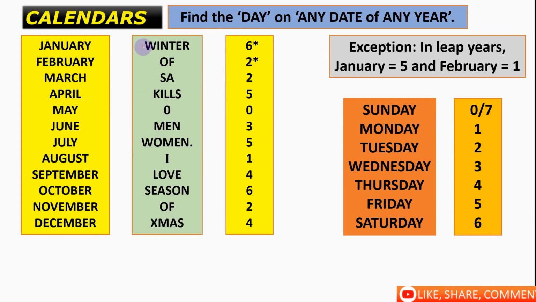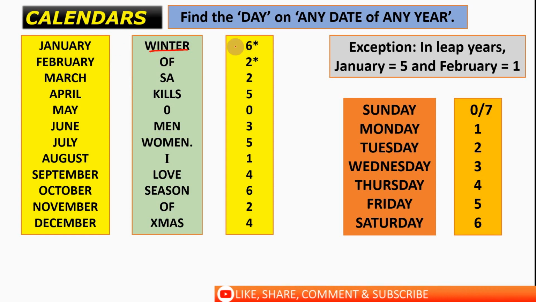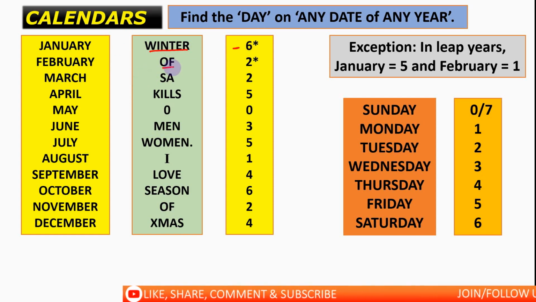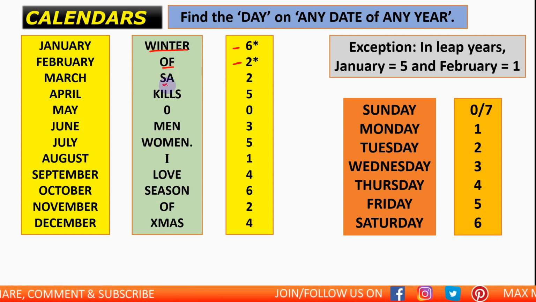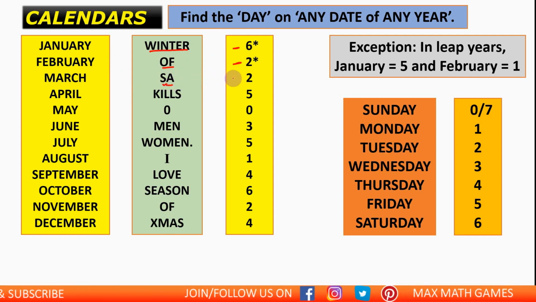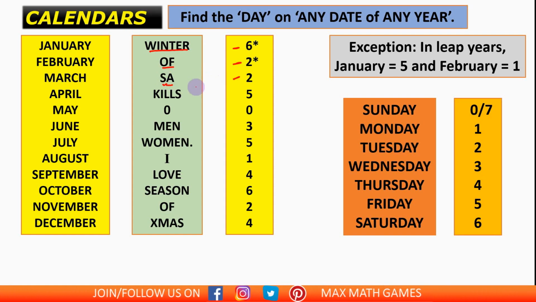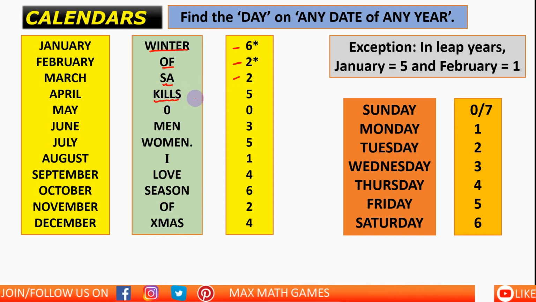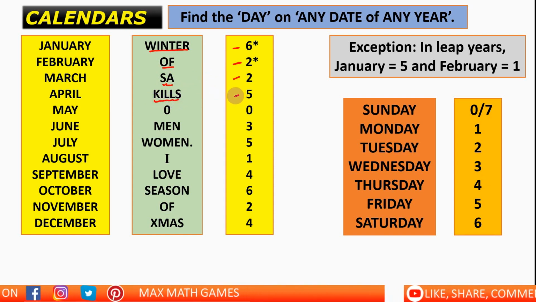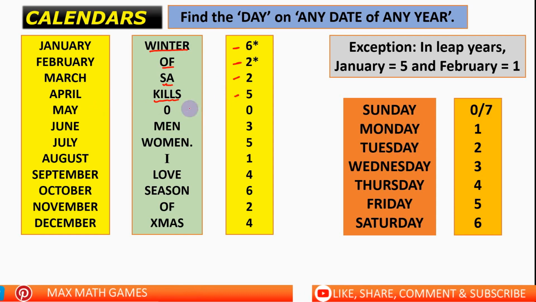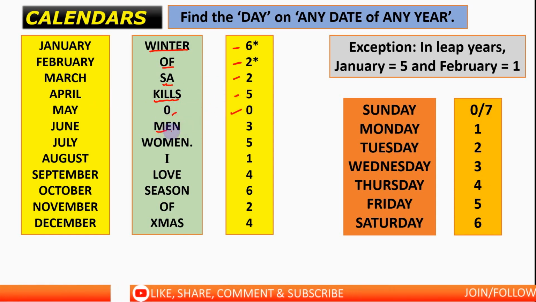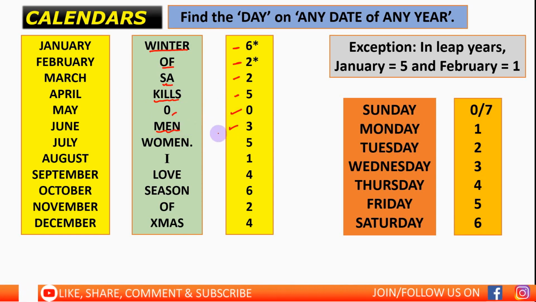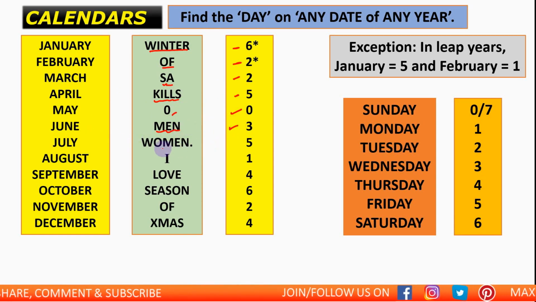Alright. Now winter has 6 alphabets in this. So January is equal to 6. Off has 2 alphabets, therefore 2. South Africa, that is SA, has 2 alphabets, that is 2. Kills has 5 alphabets, that is 5. Therefore, April has 5. 0 will be the same, 0. Men has 3 alphabets, therefore 3 for June.